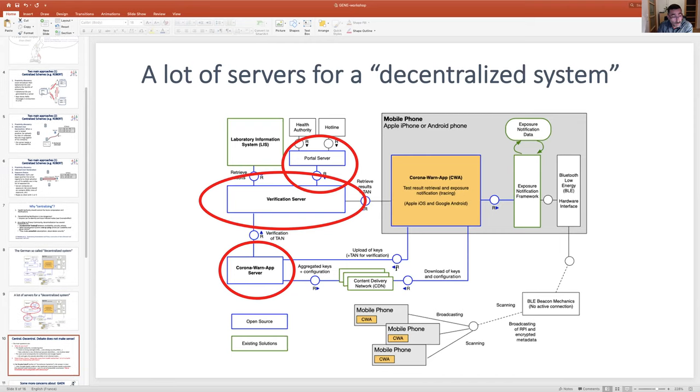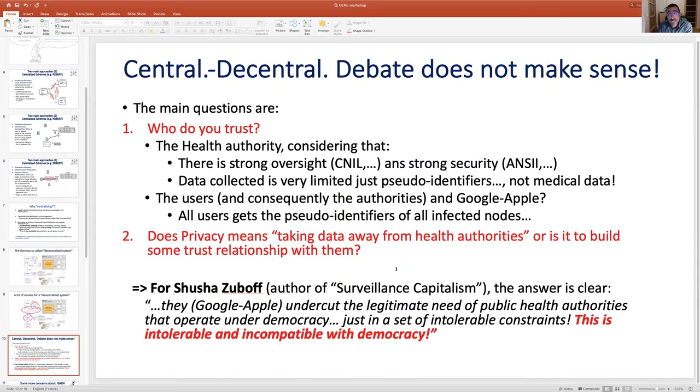So the whole debate about centralized versus decentralized, I think that doesn't really make sense. The main question is who do you trust? Do you trust the health authority, considering that there is strong oversight and strong security, and that the data being collected are not very critical, they are just pseudo-identifiers? Or do you trust the users and companies like Google and Apple? So I let you decide which one you actually trust.